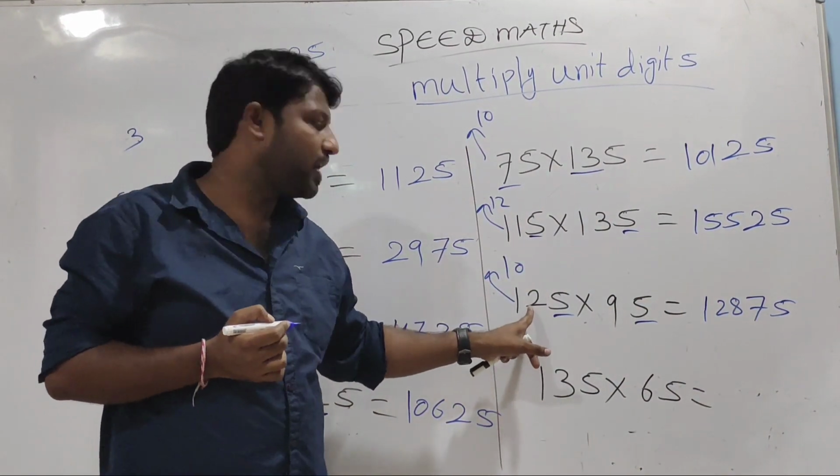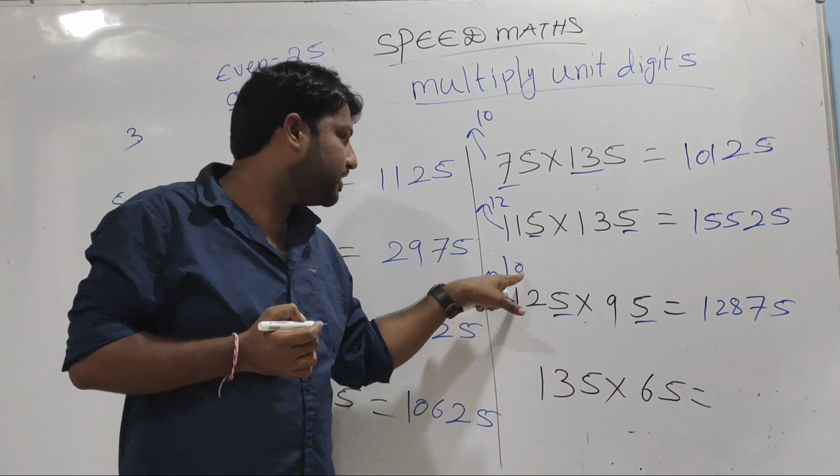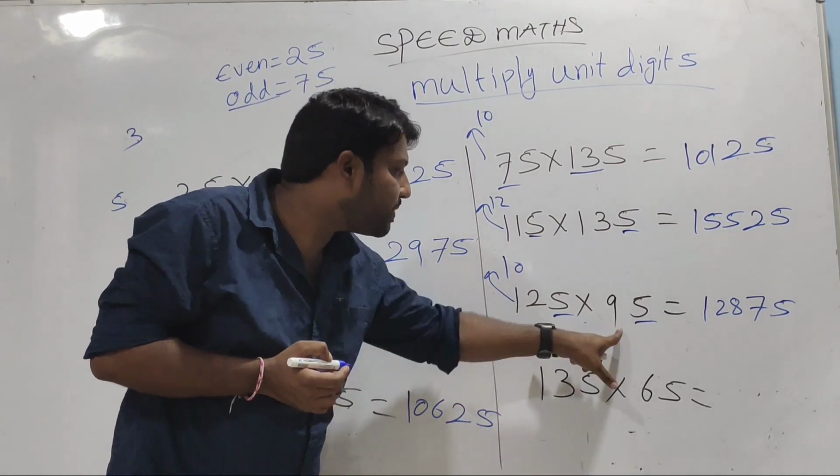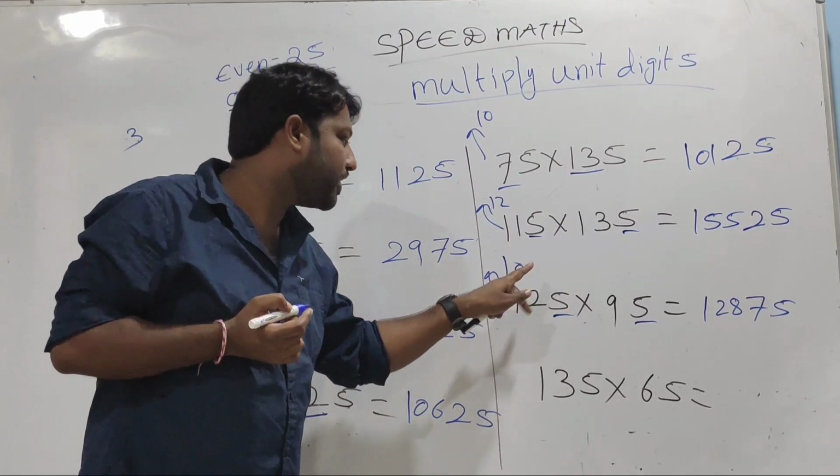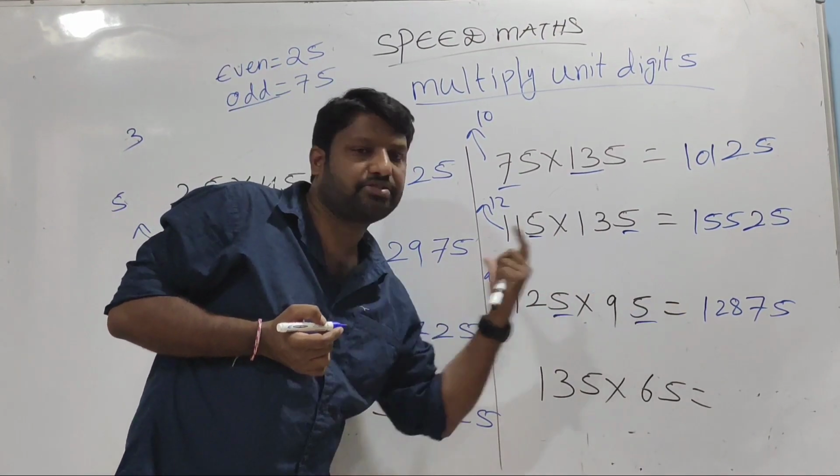12 times 9 is 108, plus 10 is 118. You should take only half of the sum: 12 plus 9 is 21, and half of 21 is 10.5. But don't take the fraction part, take only the integer part, 10. Okay, and add it to this number.